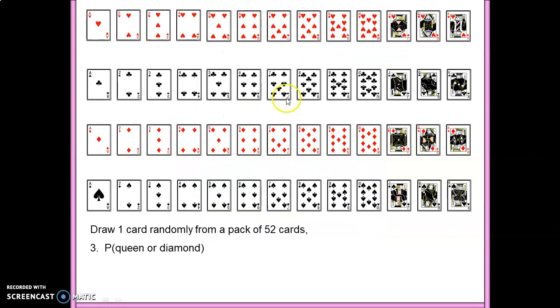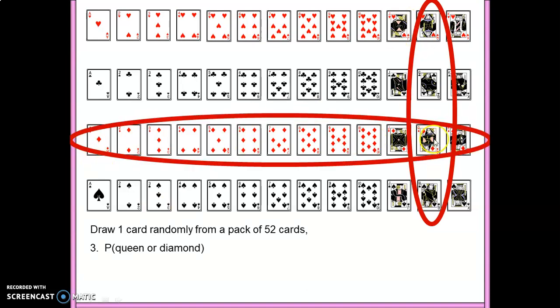Okay, back to the cards again. This time, what is the probability that we draw a queen or a diamond? Here are our queens, 4 of them. Here are our diamond cards, 13 of them. So the probability should be 4 plus 13, right? 17 cards. Well, no, because we are looking at this overlap right here. This queen is both a queen and a diamond, so we shouldn't count it twice.